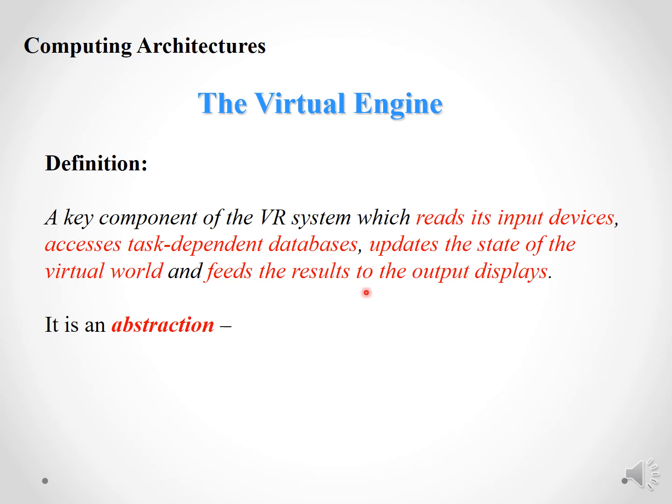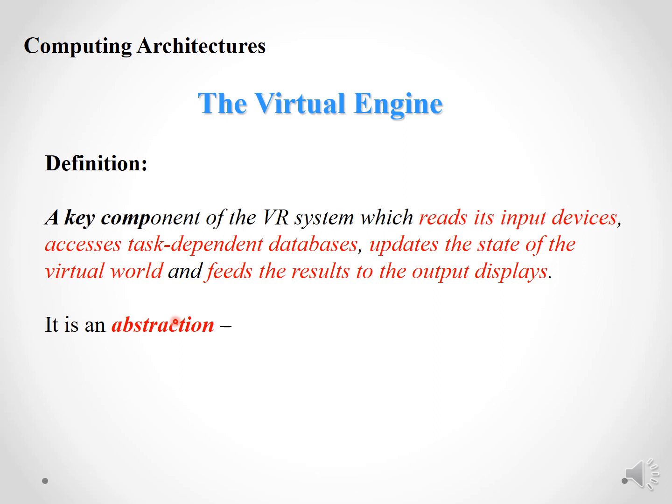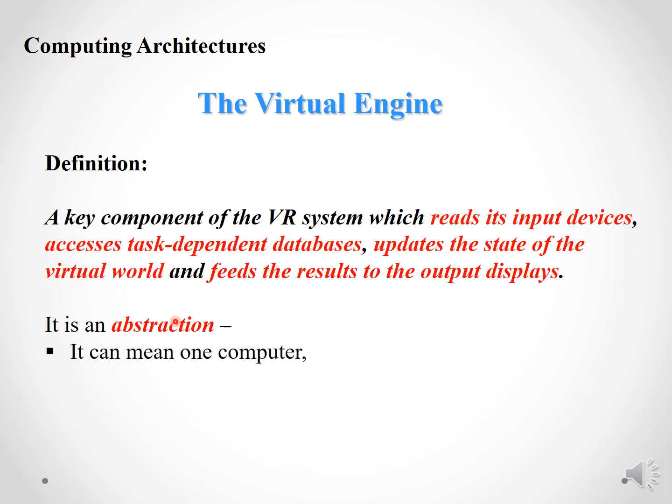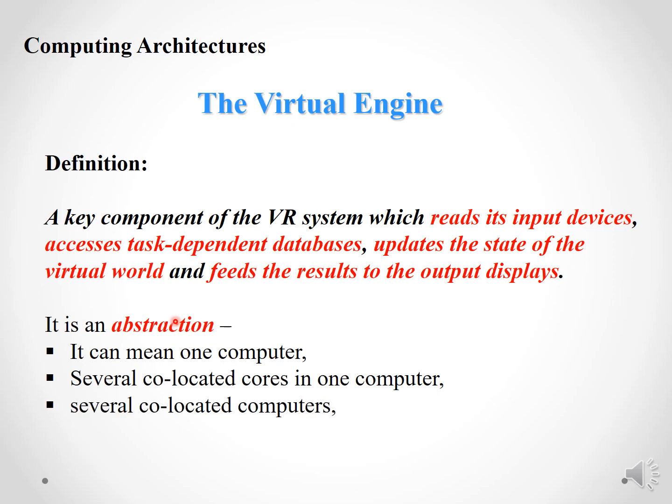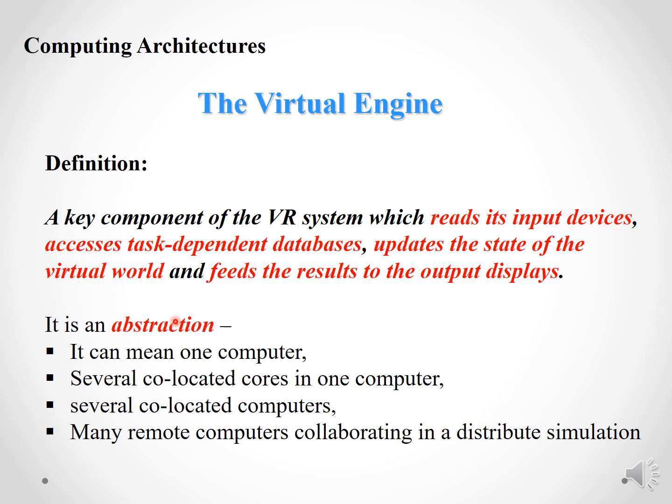And here are some examples of what we can consider as a virtual engine. It's an abstraction because there is no specific thing that we can consider as a virtual engine. So let's see some examples of the virtual engine here. Okay, it can mean one computer. It can also refer to several co-located cores in one computer. It can refer to several co-located computers, or it can also refer to many remote computers collaborating in a distributed simulation. So we can go one by one here.